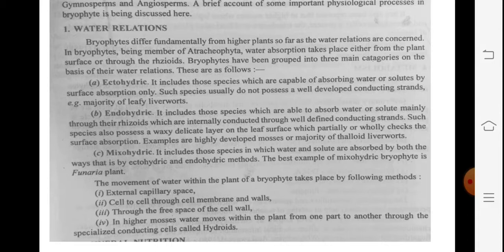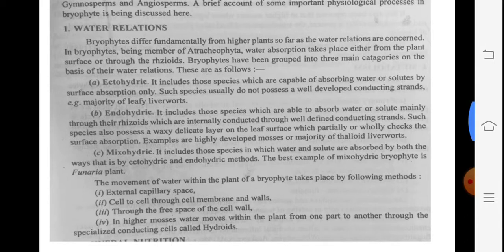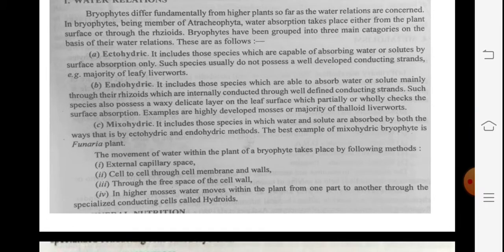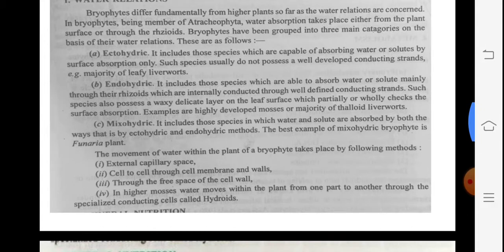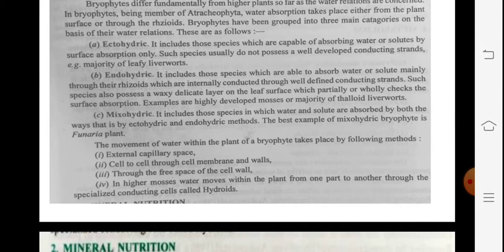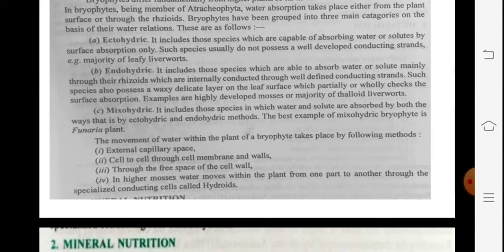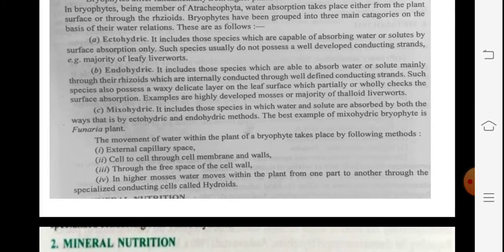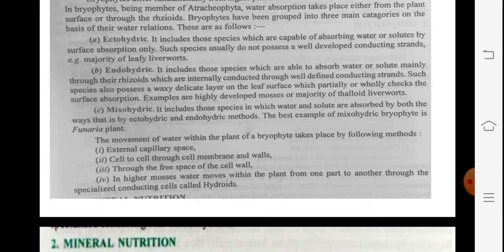Then these bryophytes are mainly grouped in three categories on the basis of water relations: ectohydric, endohydric and mixohydric. Ectohydric means species capable of absorbing water or solutes by surface absorption. Good examples are leafy liverworts and some other liverworts. They do not possess a well developed conducting strand like xylem and phloem.